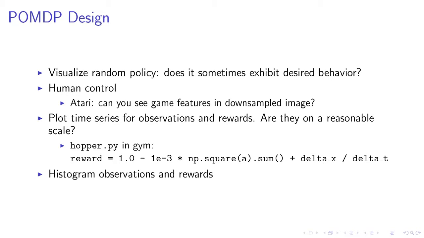So what I'd recommend doing is plot histograms of all of your observations and your rewards, and make sure that for each component of the observations and rewards, you've scaled it properly so that it has the right mean and standard deviation and it doesn't have crazy outliers.